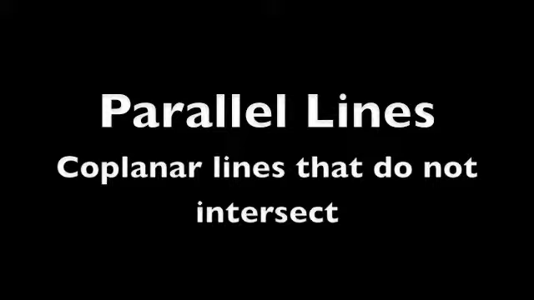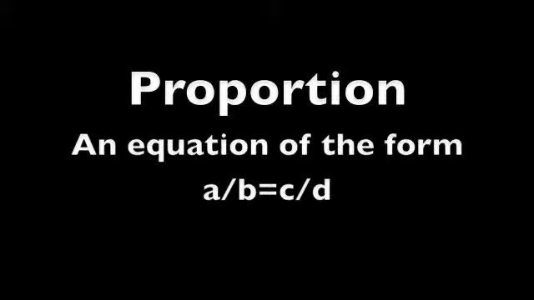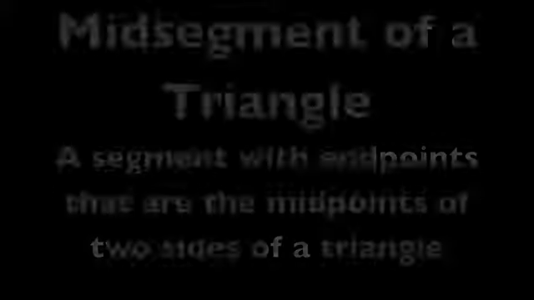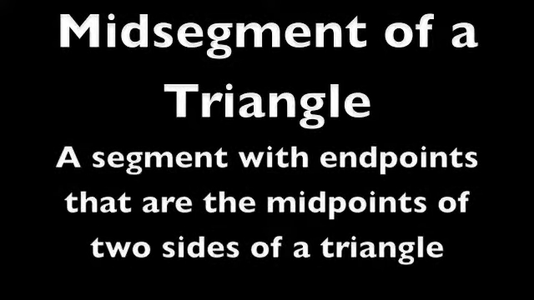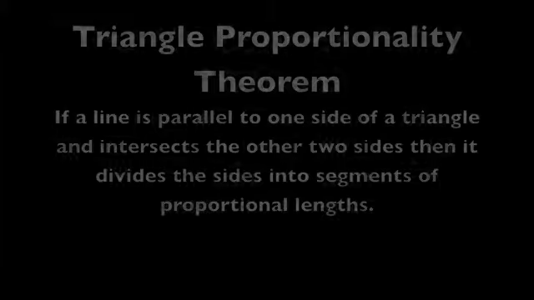Parallel lines: coplanar lines that do not intersect. Proportion: an equation of the form A over B equals C over D. Midsegment of a triangle: a segment with endpoints that are the midpoints of two sides of a triangle.